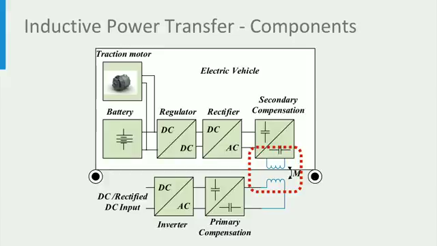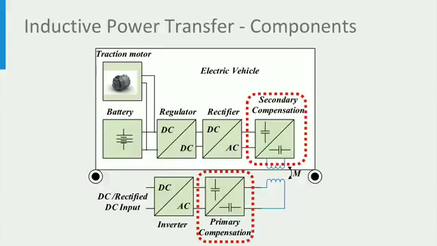One charging pad is placed on the ground and is called the primary or base pad, and the second pad is placed underneath of the vehicle and is called the secondary or vehicle pad. At close proximity, the primary and secondary coil are electromagnetically coupled to each other, making it possible to exchange power between them.